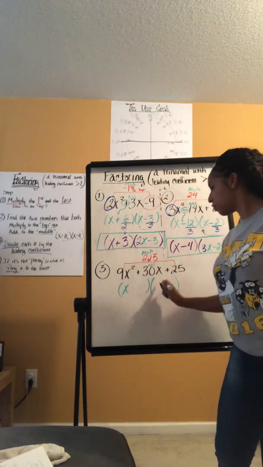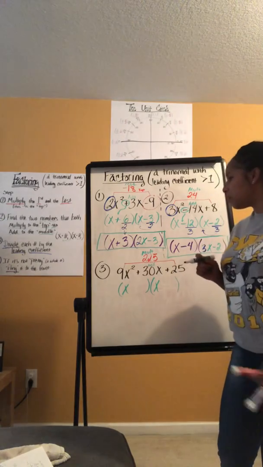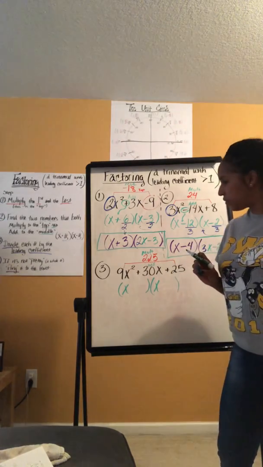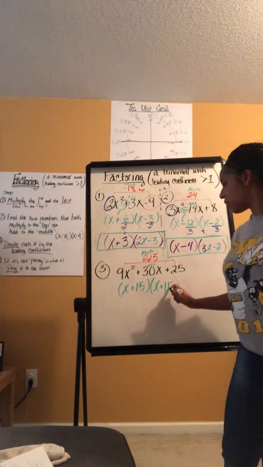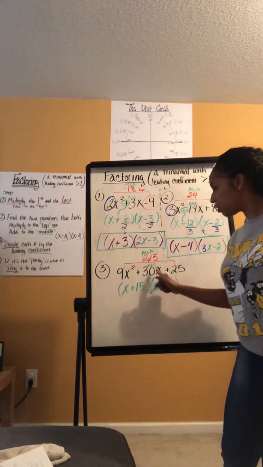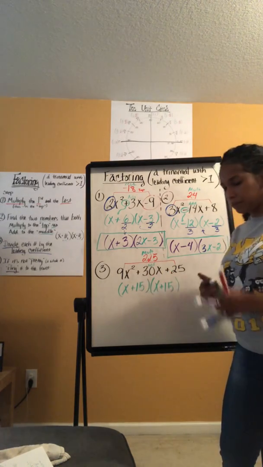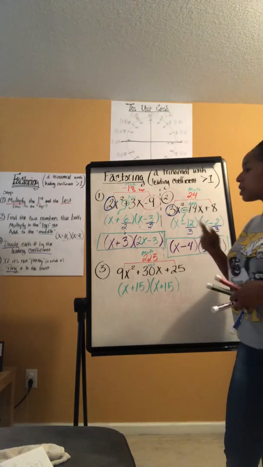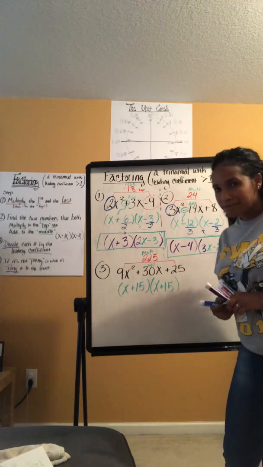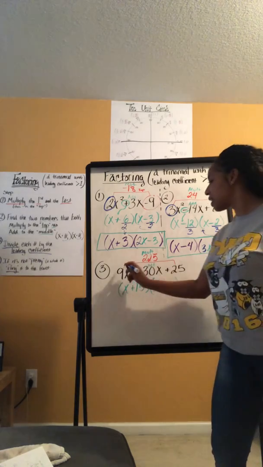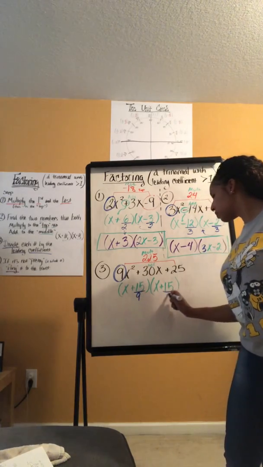All right. These two numbers, for the sake of time, I'm just going to tell you are, what are they? 15 and 15. 15 times 15 is 225, but 15 plus 15 is 30. All right, but I'm not done. I have to divide by the leading coefficient, which in this case is the number 9. So I will divide each of them by 9.